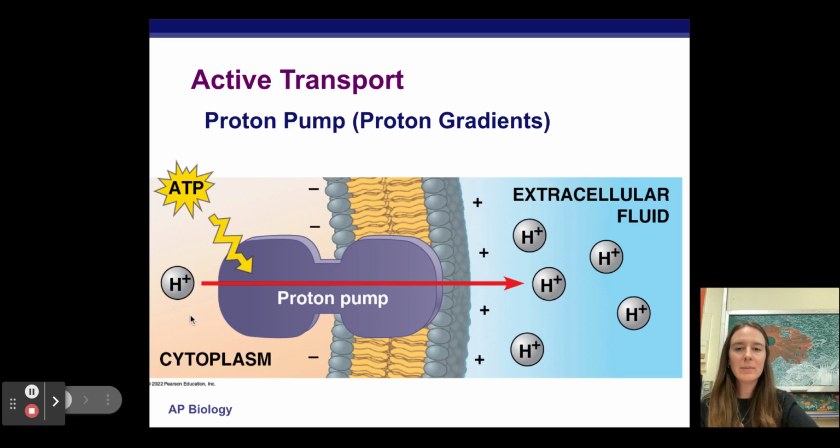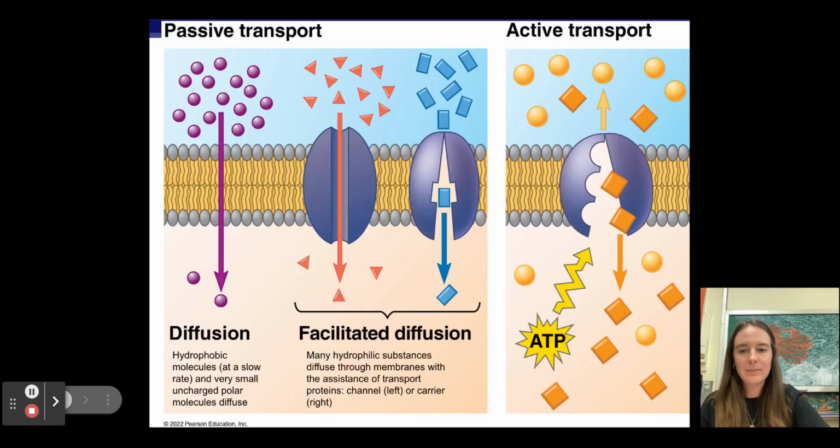So we're actually going to be moving this hydrogen ion against its concentration gradient. So typically, particles move from high to low, but we're moving this hydrogen ion from low to high. We're going to use a proton pump with the help of ATP. So ATP is going to supply the energy basically to push the hydrogen in the opposite direction of where it wants to go. Okay, so this is called a proton pump, and it moves hydrogen against its proton gradient.